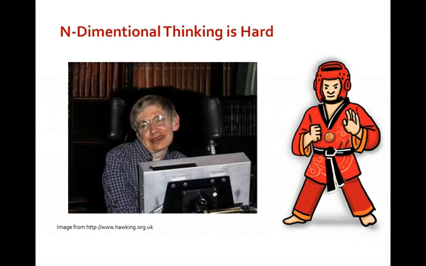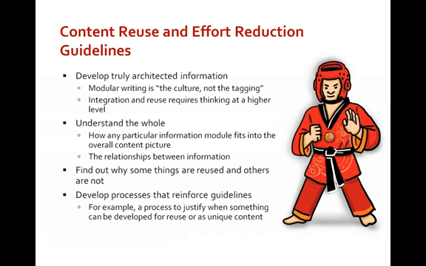Multidimensional thinking is not easy, right? He's probably one of the few people who can get to 4, and the rest of us can't really get past 2. But we're tasked with dealing with multiple dimensions anyway. So how do we do that? The simple way is to have a few reuse and effort reduction guidelines. And these are things just to help us deal with 1 or 2 dimensions at a time, and then add the next one and move into that thinking, and then add the next one and figure out how to think there. And the first one is really to develop a truly architected information base.